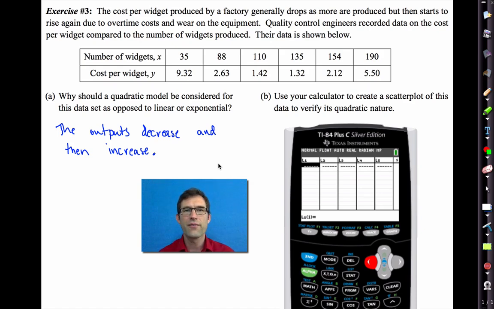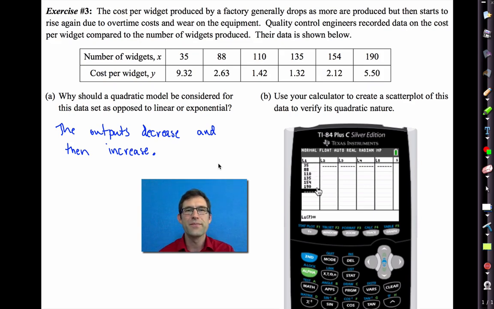Let's now, in L1, go back there. Let's enter 35, and then 88, 110, 135, 154, and 190. All right, let me pause for a minute, let you catch up, let me catch up. All right, make sure the data is correct.